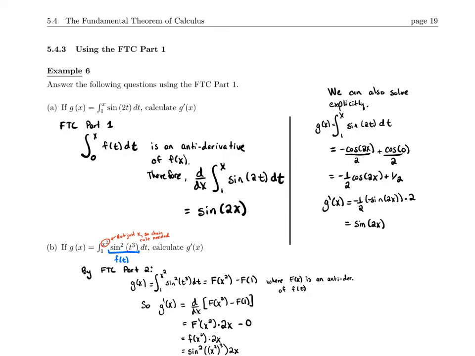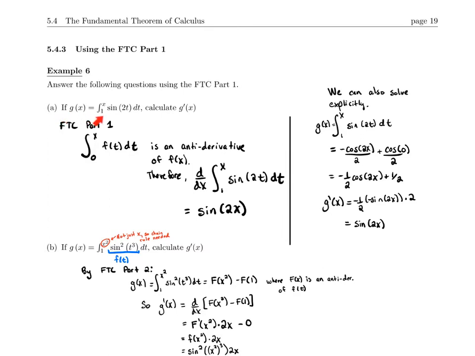Hi, this is Mrs. Villette, and in this video I'll go over using the fundamental theorem of calculus, part 1 and really part 2. What you're looking at are the already filled in notes for this page, and I'm just going to go through them line by line and explain instead of rewriting them.